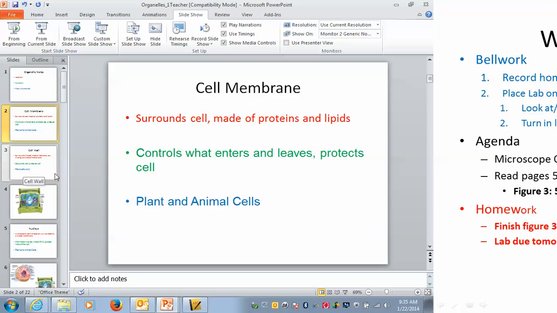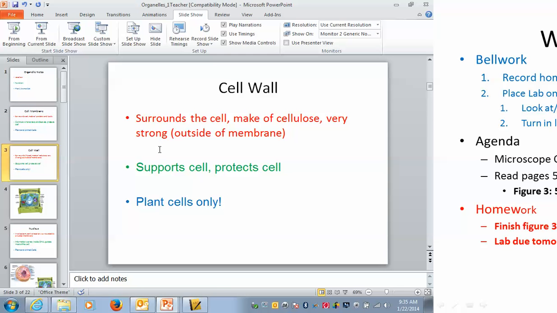Now, plant cells are a little bit different. If you remember from your microscope lab, plant cells are a lot more structured. They look more boxy. Animal cells are a little bit more round. That's because plant cells actually have a cell wall, and this surrounds the cell. It's made of cellulose, which is a thicker structure. It's very strong, and it's actually outside of the membrane, and it gives the plant cell its shape. So that's what makes it look really boxy. It also protects the cell. And again, only plant cells have a cell wall.